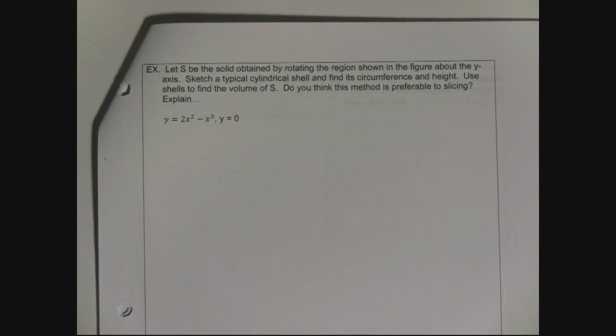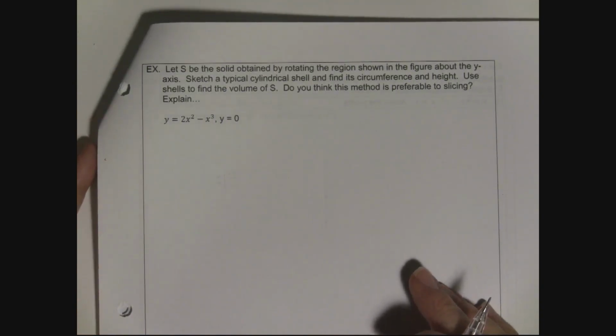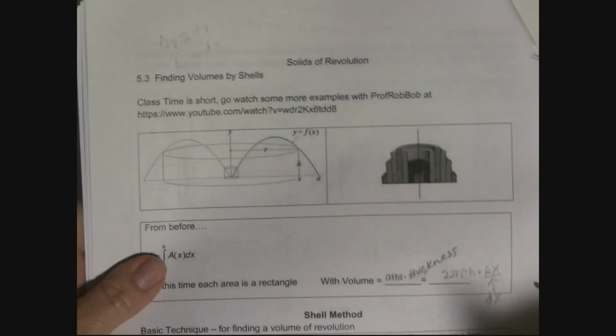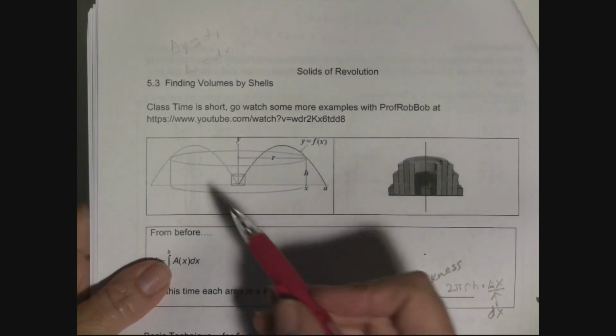So they said, let S be the solid obtained by rotating the region shown in the figure. This is just the directions out of the book about the y-axis. Sketch the typical cylindrical shell and find its circumference and height. Use the shell to find the volume S. Do you think you prefer this method to slicing? Explain.